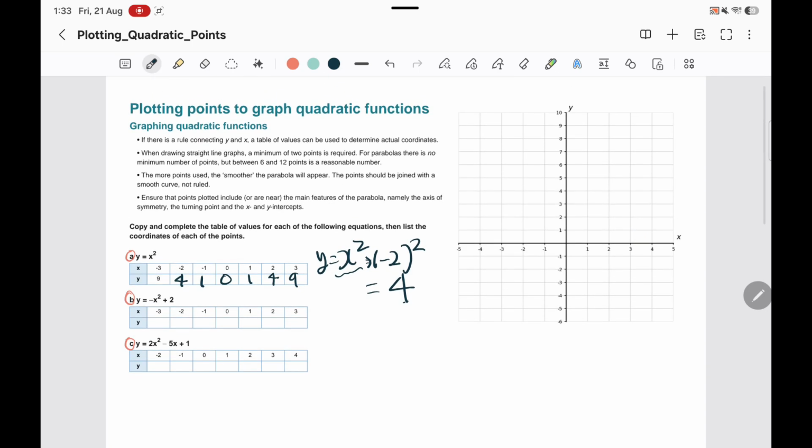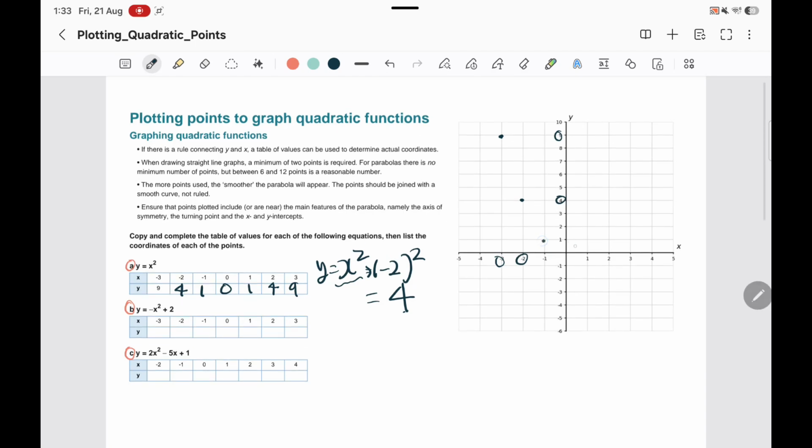We are going to plot these points on this Cartesian plane, -3 here and then 9 here. Next one, -2 here and then 4 here. If you are not sure about plotting those coordinates, I recommend you find the video on my YouTube channel. We've already done this before when we learned linear graphs. Then the next ones, -1 and 1, the origin 0, 0, then 1 and 1, 2 and 4, 3 and 9.